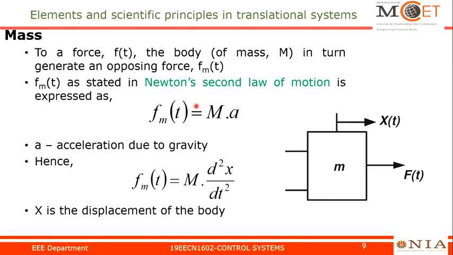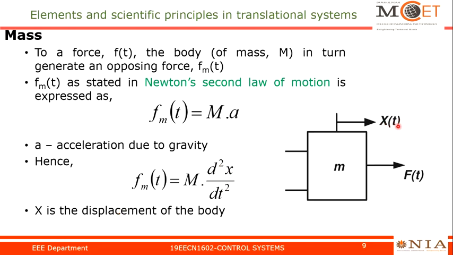This can be stated from Newton's second law of motion. If Fm of t is the opposing force of this particular mass, it can be calculated from Newton's second law of motion, which is m into a. A is acceleration, m is mass. Hence my Fm of t, that is the opposing force due to mass, will be m into d square x by dt square. Acceleration is d square x by dt square, where x is the displacement of the body.